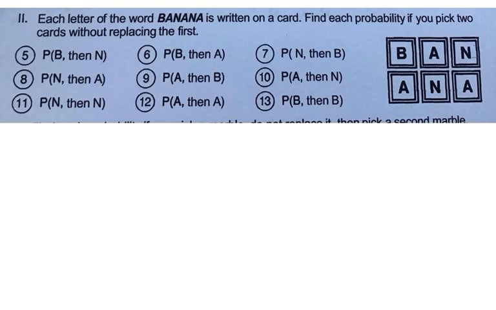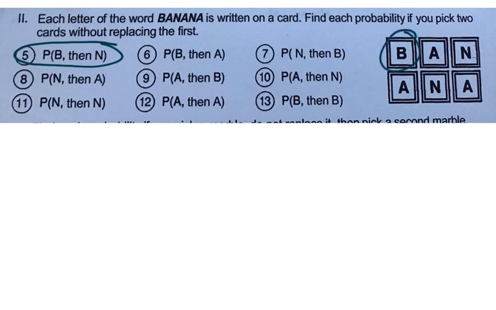So, again, these are cards. They're going to be face down where you don't see the letters. They're going to be scrambled and shuffled together, right? So they're going to be in a random order, as we say. So with that in mind, let's say we want to do B, then N.